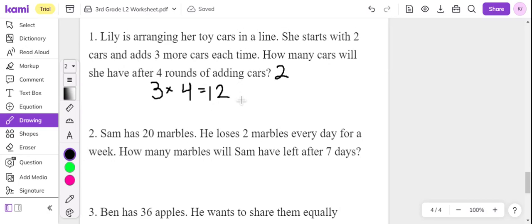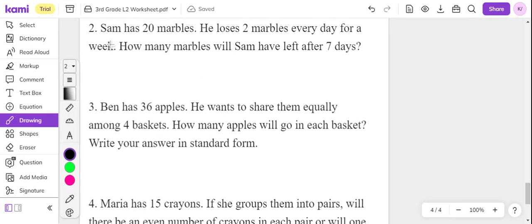And we would take this product and add it to the 2 here to get 14 cars. Make sure to add the units. There we go.